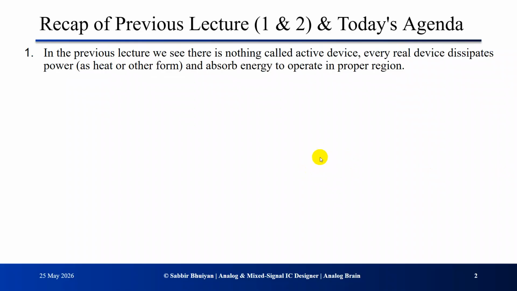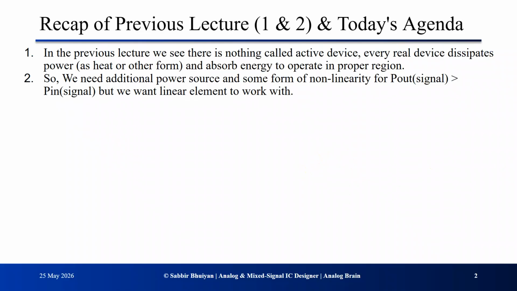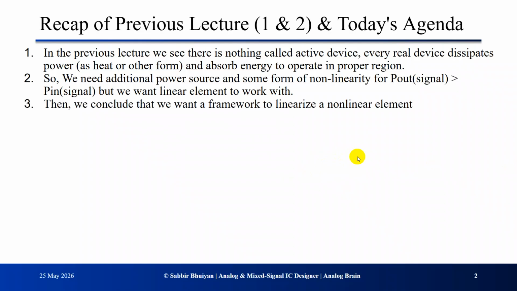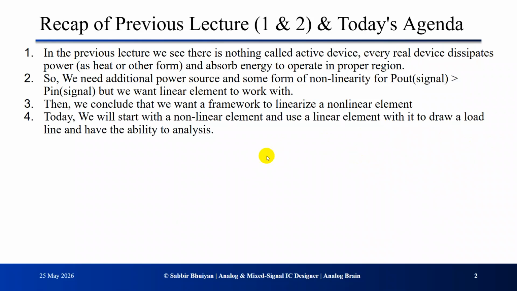Previously, we learned that there is nothing truly active in physical reality. Every real device dissipates power, and a purely linear system cannot transfer DC power into signal power. So we were forced to use a nonlinear device, but nonlinear systems create a new problem. They are difficult to analyze. We can't use our linear circuit theory, and also it creates harmonics. Okay, so we need a linear system, so we need linearity. So today we will develop a framework to linearize a nonlinear element.